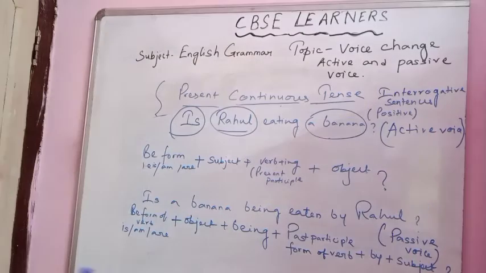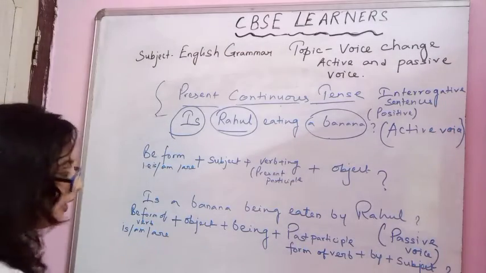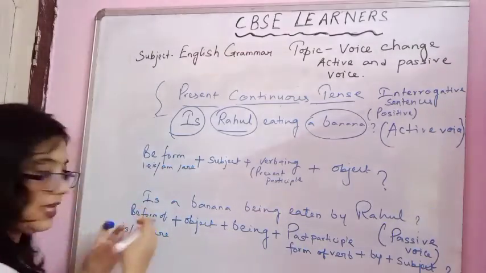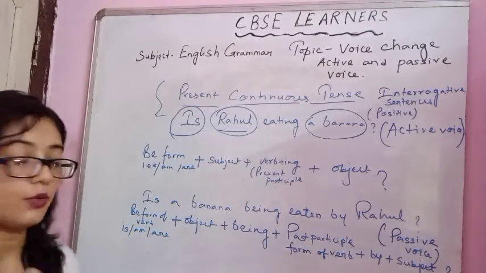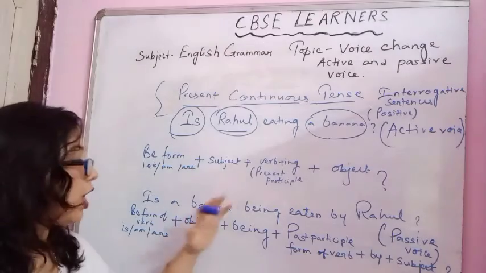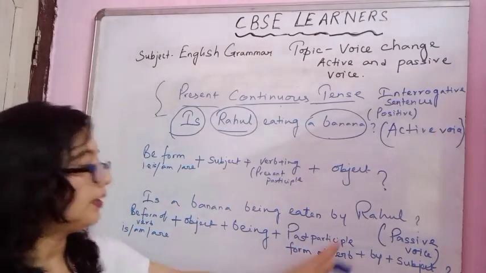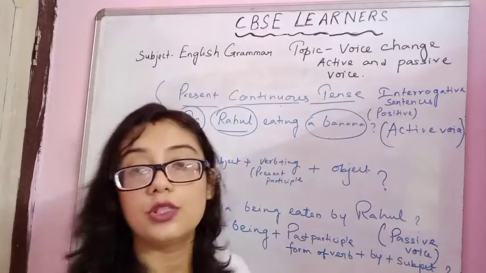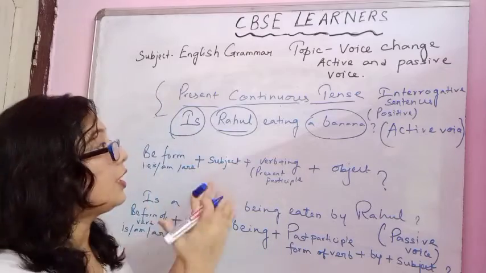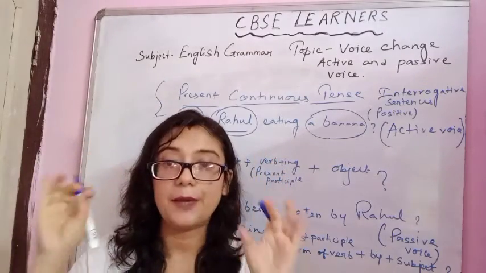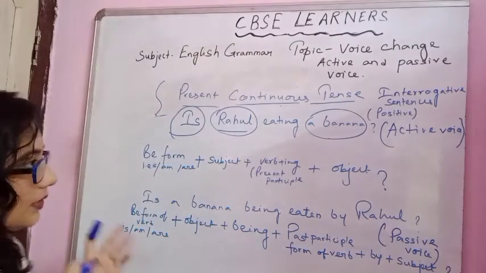I hope it is clear that first we bring the be form to ask the question in the interrogative. Then we bring the object, then being, then the past participle form, then by, and then the subject. The new thing you have learned in this continuous tense is to add being, B-E-I-N-G. I hope this is clear.